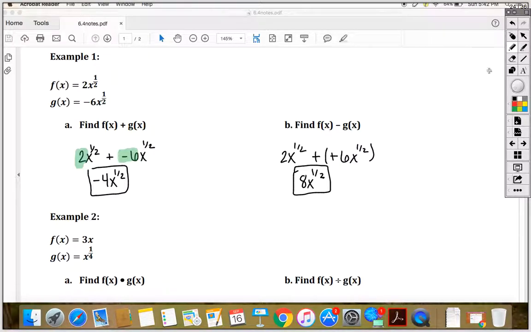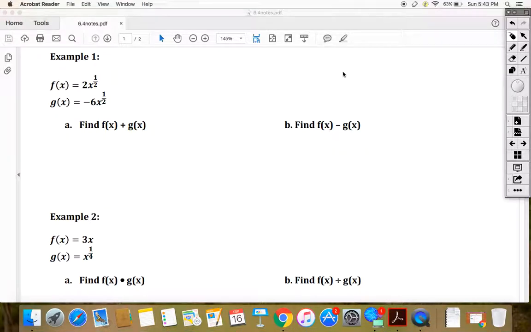Okay? Now, let's say that these powers weren't the same. Let's say these were not like terms. Like, let's say I had something like 2x to the 1/2 plus 6x to the 1/4. I would not be able to combine these or add them. This would be all I could do. I would set it up and I would be done because these are not able to be added. They're not like terms. So something like this might come up, and then this is just my answer. I'm done.